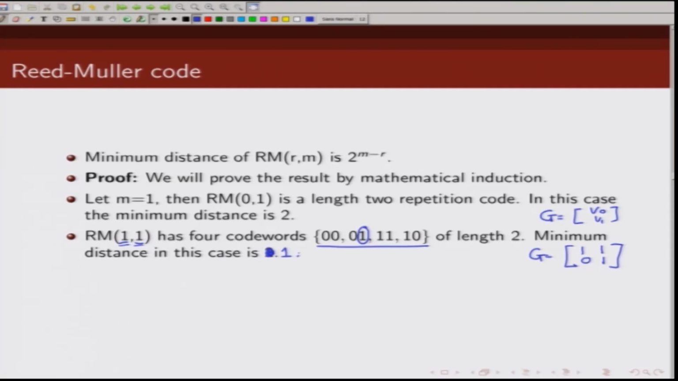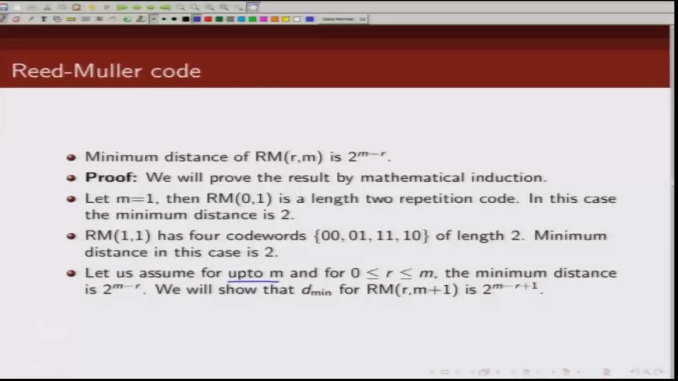And let us check. In this case m is 1 and r is 1. So, 2 raised to power 1 minus 1, that is 2^0, which is 1, and that is what we are getting. Fine. So, this is true for m equal to 1. Now, let us assume it is true for m equal to m, and then we will try to prove that it is also true for m equal to m plus 1.